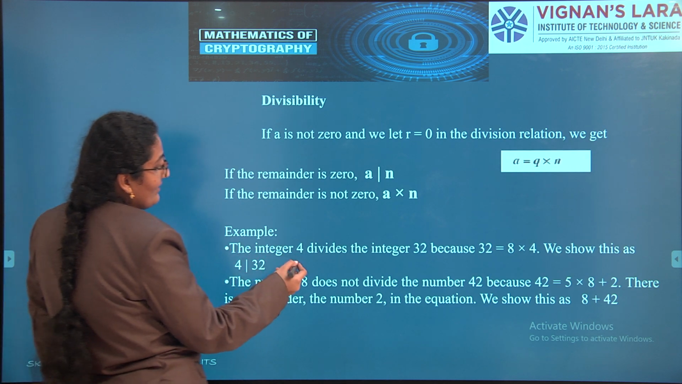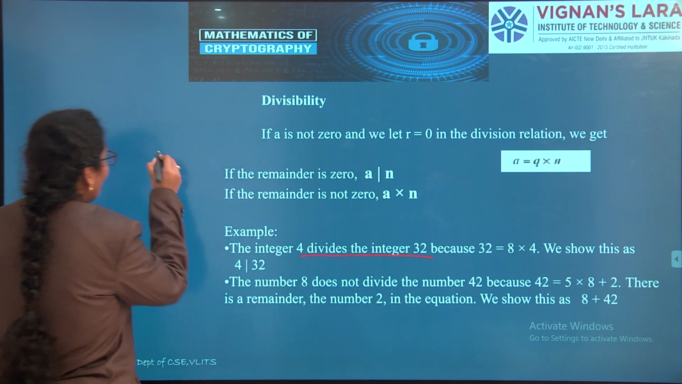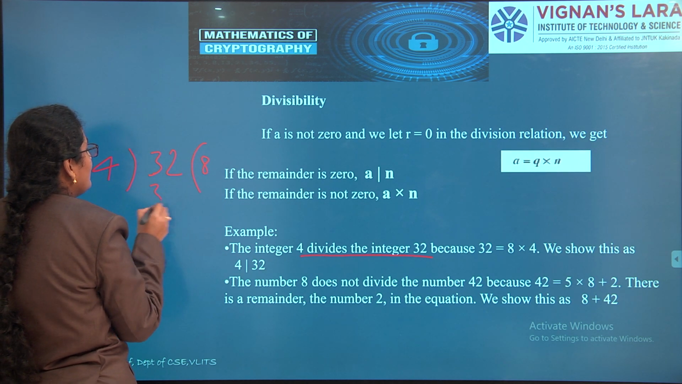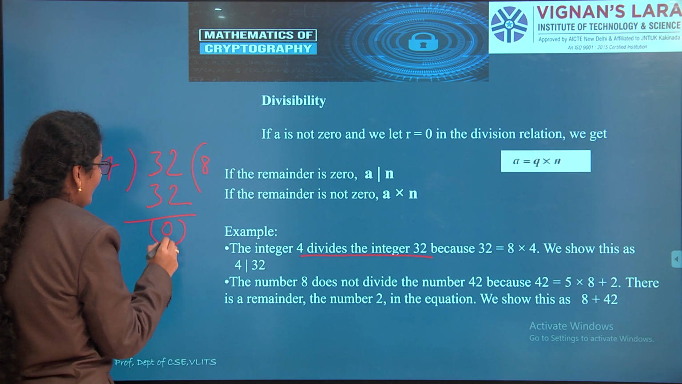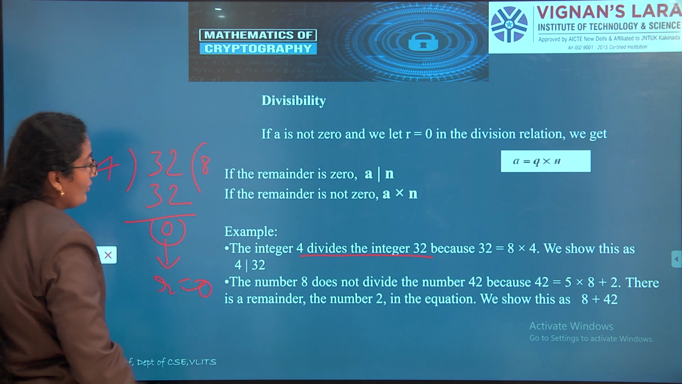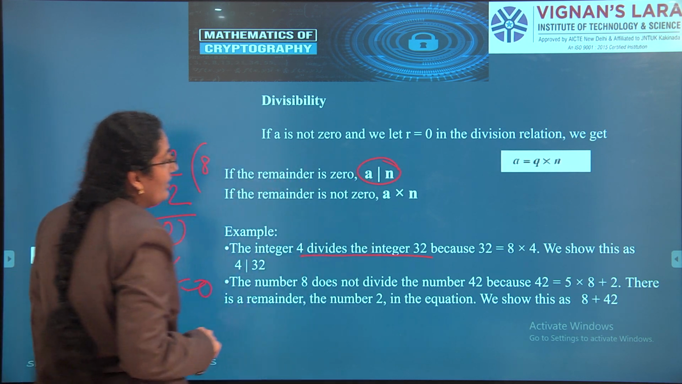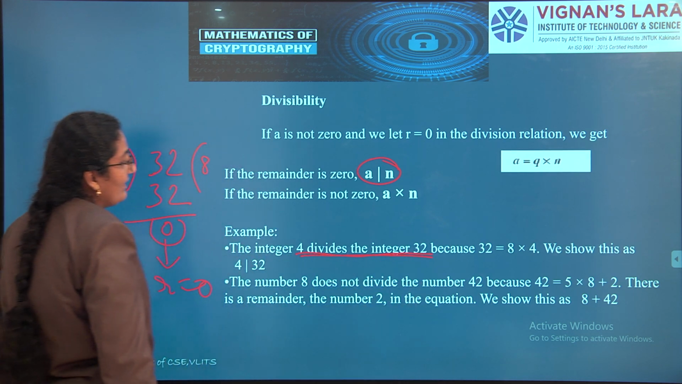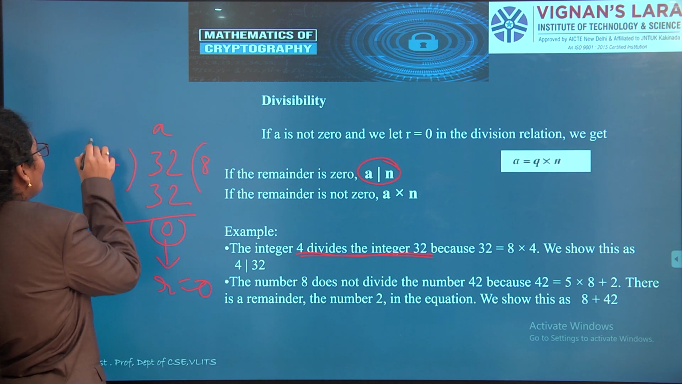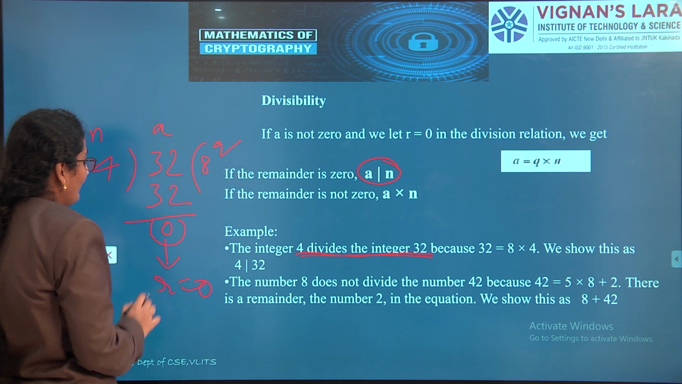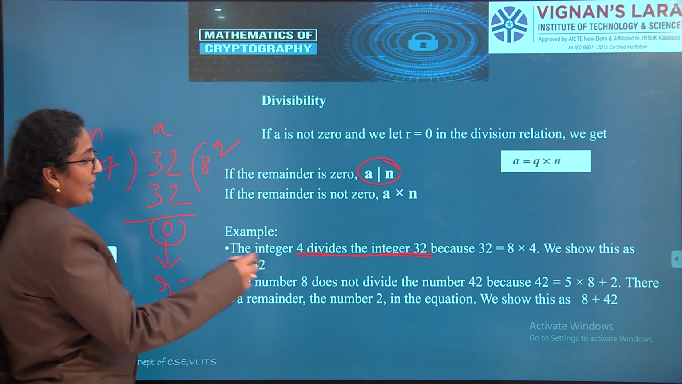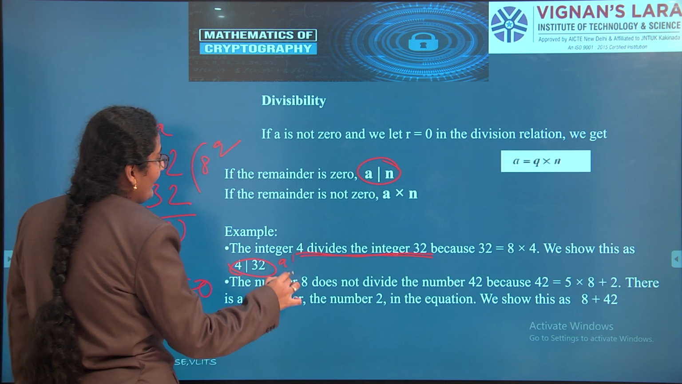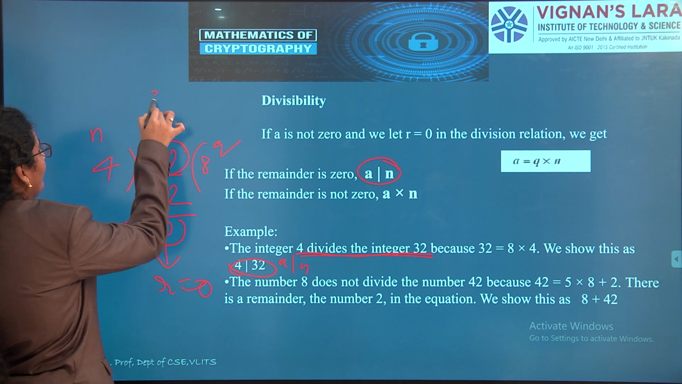See, integer 4 divides integer 32. So 32 divided by 4. What is the remainder we will get? 0. When the remainder is 0, what are we going to do? a mod n. So in the first example, integer 4 divides integer 32. So 32 is a, 4 is n, 8 is q. So r is 0. According to that, what is our condition? 4 mod 32, nothing but a mod n.